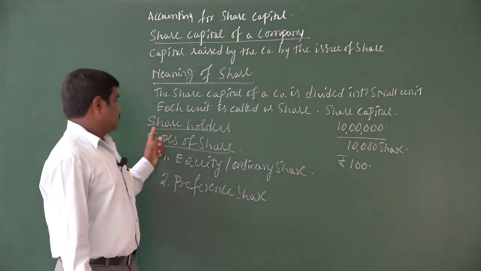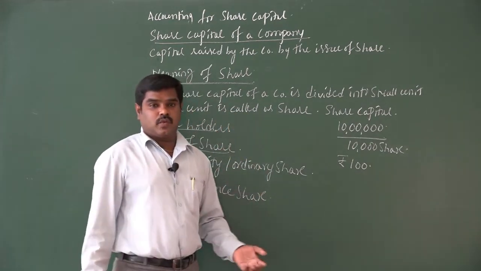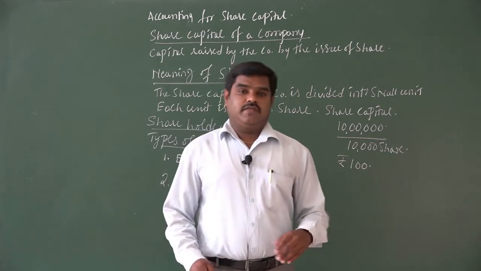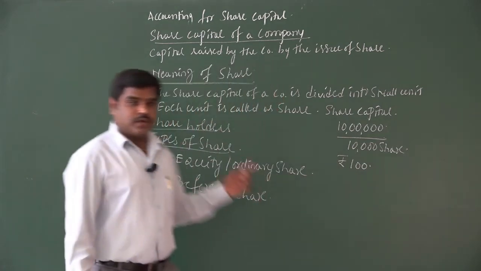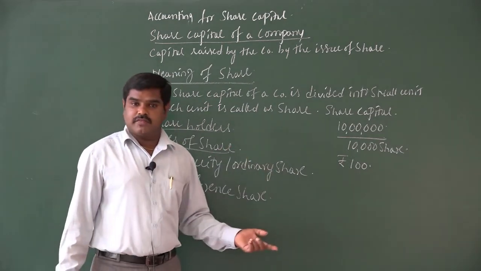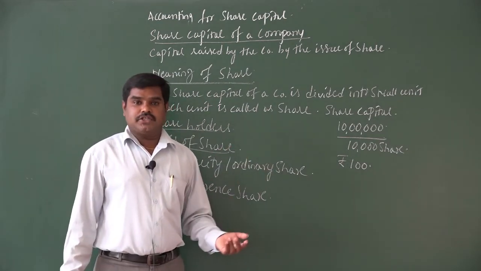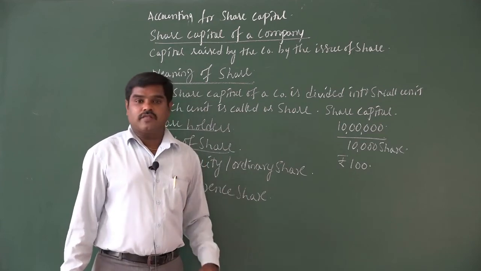Next, shareholder. Who is called a shareholder? One who purchases the share, whether equity share or preference share, is what you call a shareholder. They are called members of the company. They are also called owners. Equity shareholders are what you call the owners of the company.